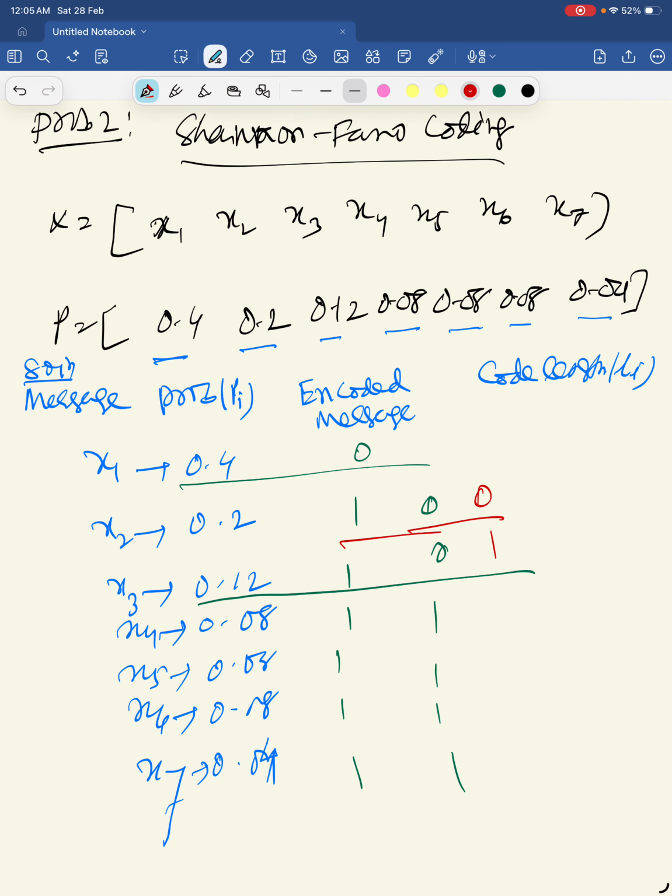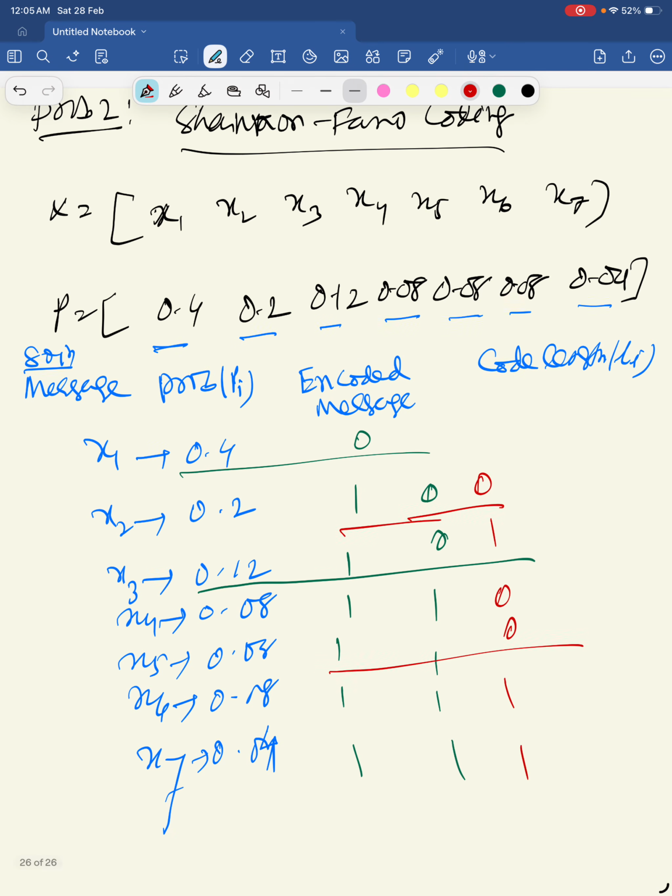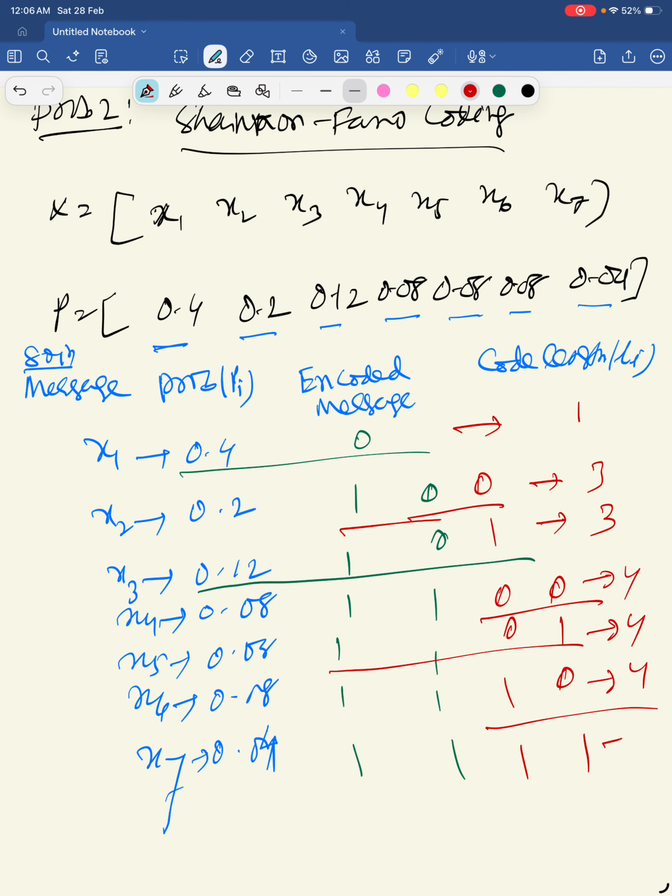Now here again we will make these two groups: this is the 0 group, this is the 1 group. Again we make a 0 group and a 1 group, and again a 0 group and a 1 group. So step by step, two groups, and each group 0 and 1, like this. Now what will happen here: this is 0, length is 1; here 1 0 0, length is 3; here also length is 3; here length is 4, here also length is 4, and here also 4. So all the cases except the first three are 4.